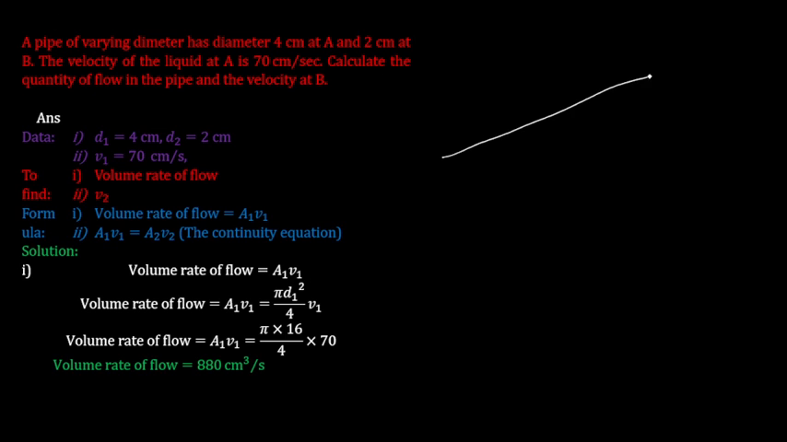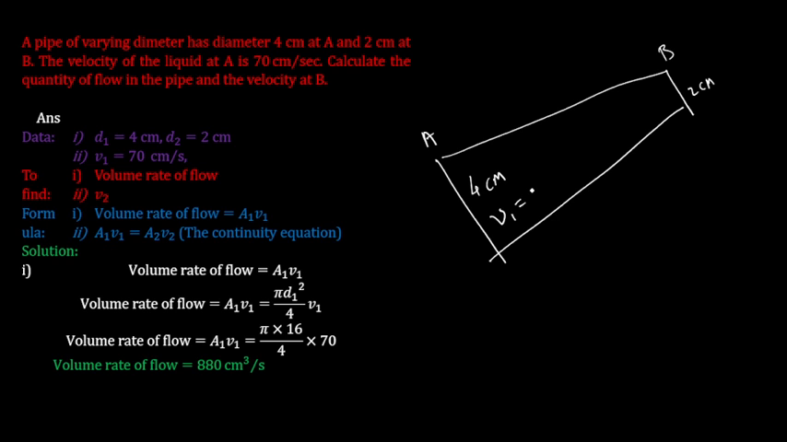So the pipe is wider at one end and narrower at the other. We have a 4 centimeter diameter at end A and 2 centimeter diameter at end B, and the liquid is flowing through it. The flow speed at end A, which we denote by V1, is 70 centimeter per second. The flow speed at end B is not given, that we have to calculate. The diameter is given. So we first find the quantity of flow.